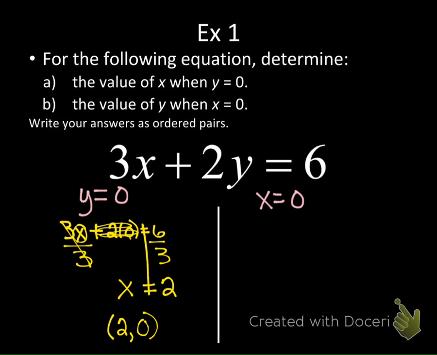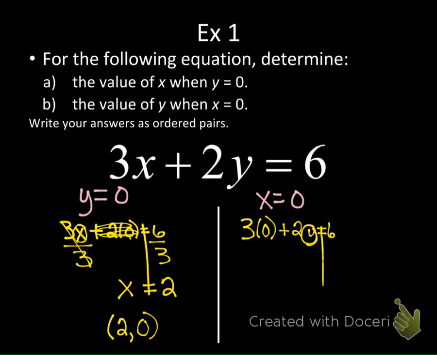So now I need to find a y value. So this time I'm going to substitute for x. So x equals 0. So I use the same equation. So I'm going to take 3 times, what am I substituting for x? 0. This is going to be on the part B side. So this is the part B side. So 3 times 0 plus 2y equals 6.